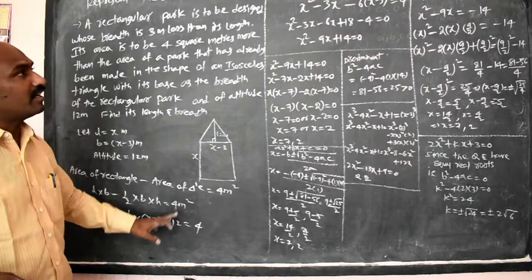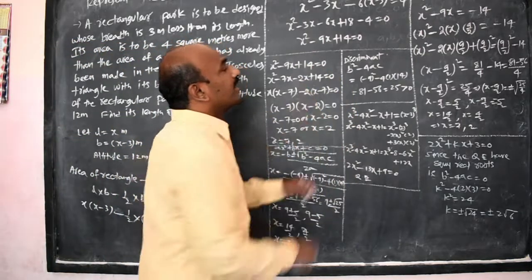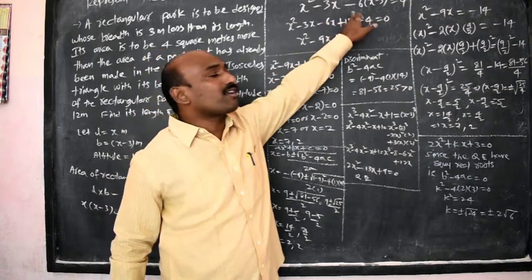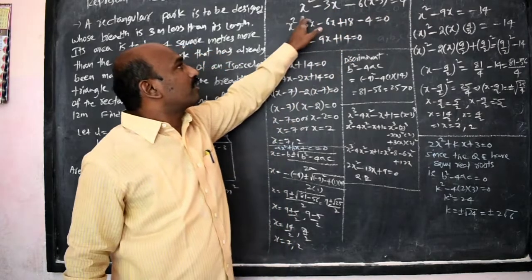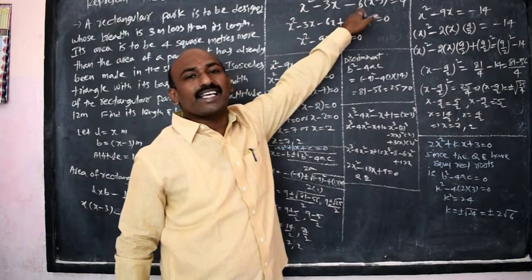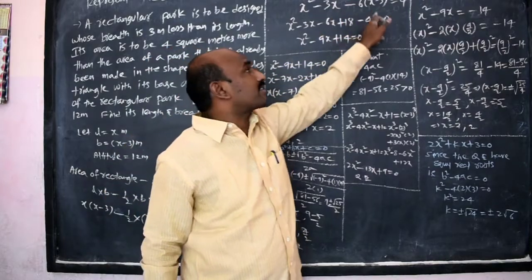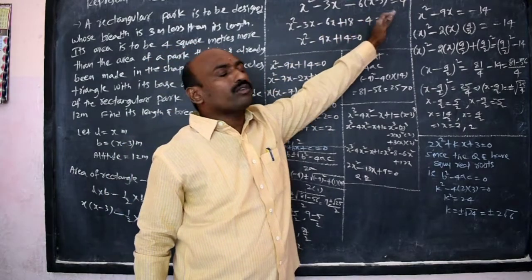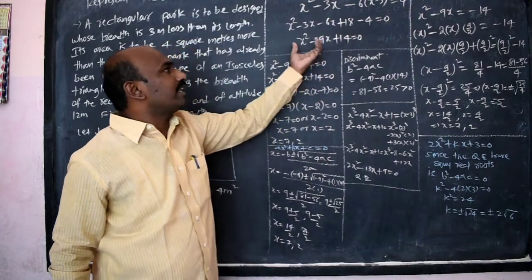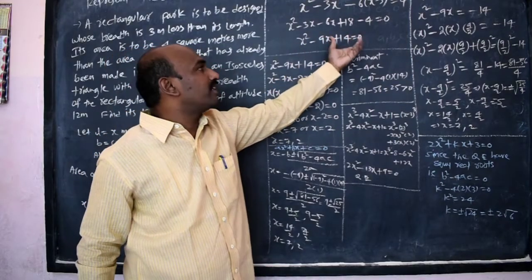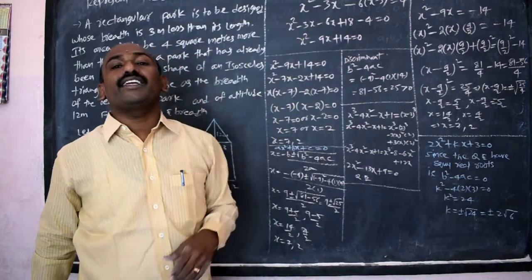Half into 12 is 6. If you simplify further, you will get x square minus 3x minus 6 of x minus 3 equal to 4. X square minus 3x minus 6 into x is minus 6x, minus into minus plus 18. Bring 4 to the left side, you get minus 4 equal to 0. Then you will get x square minus 9x plus 14 equal to 0. This is the quadratic equation.